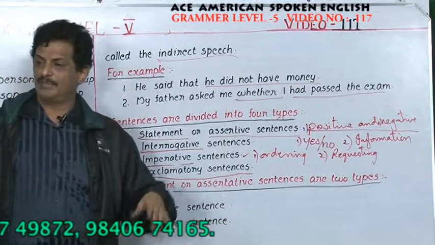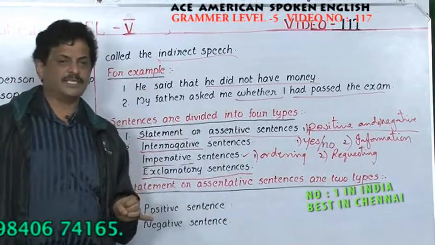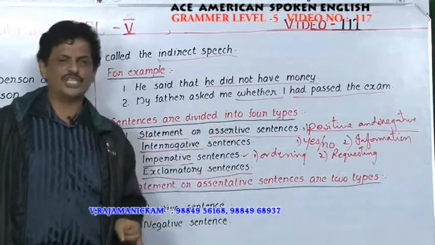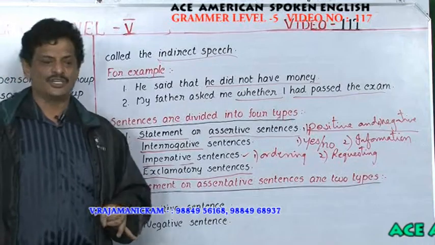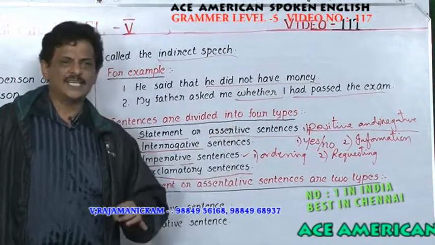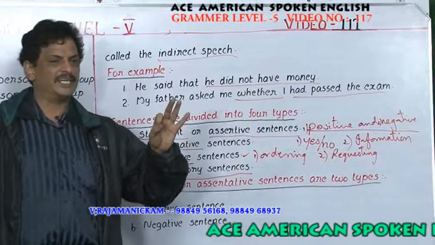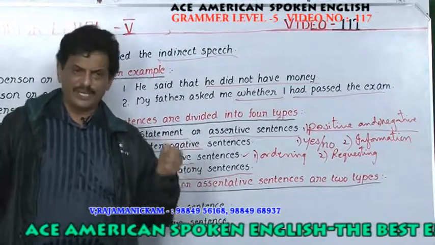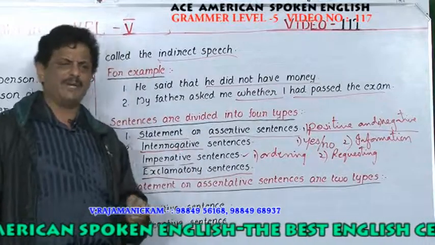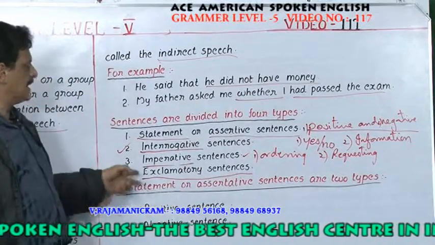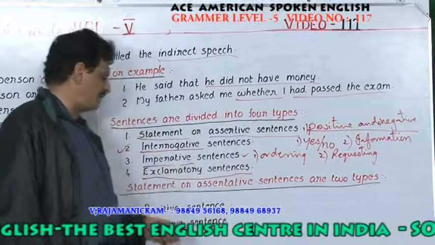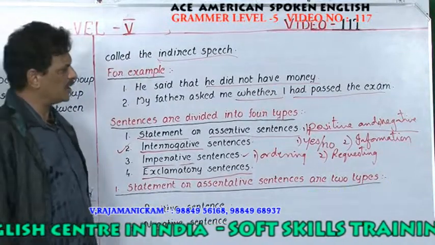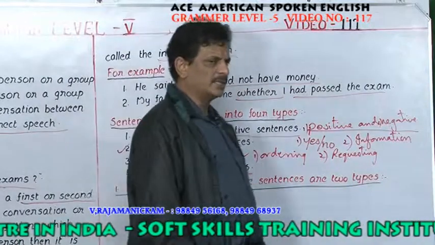Sentences are of four types. One is statement, divided into positive and negative. Second is question, divided into two: yes or no, or information. Third is the ordering sentence, the imperative sentence, divided into ordering and requesting. Fourth type is feeling sentences, exclamatory sentences, right sir? See, statement or assertive sentences are of two types: positive and negative, right sir? Are you clear about it? No doubt about it? Yes? Okay.